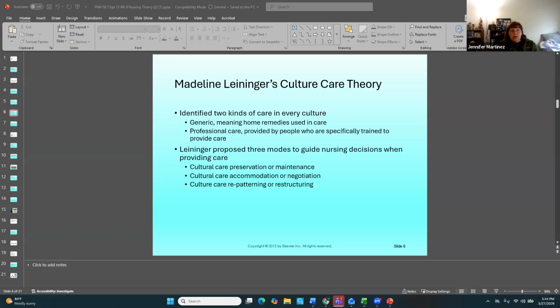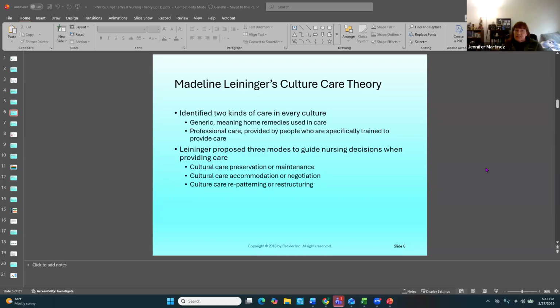She also proposed three modes that guide nursing decisions when providing care. So the first one is cultural care preservation or maintenance. The second one is cultural care accommodation or negotiation, and then cultural care repatterning or restructuring.